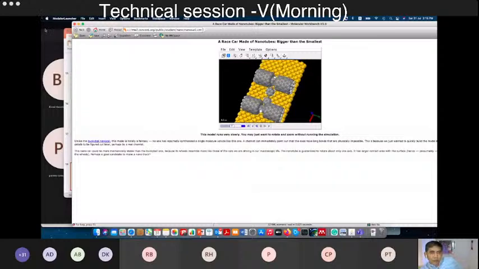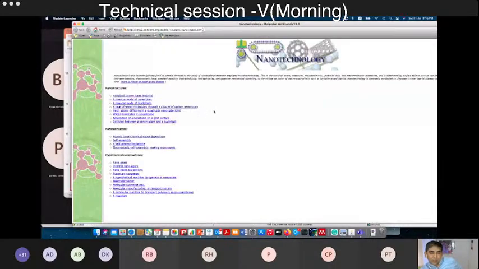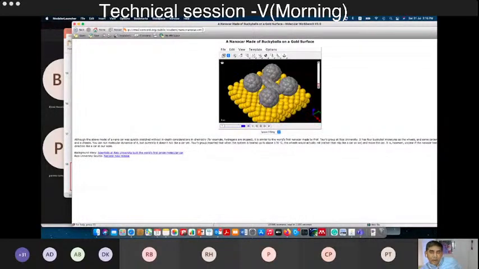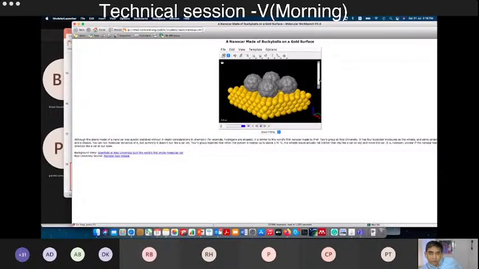Now a nanocar made of buckyballs. The earlier one was for a nanotube. So now it is called buckyball on a gold surface. This yellow is a gold metal, like we are wearing gold. That is a gold atom. So we have a gold substrate, and on top of this these are deposited. So here you can tune the energy, and you can see how the molecular fluctuation happens. So you can just go ahead like this. So that is one example of a buckyball car.